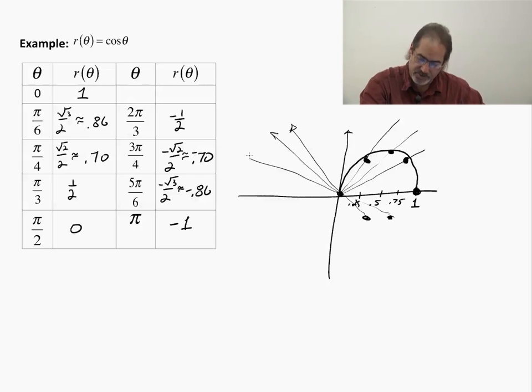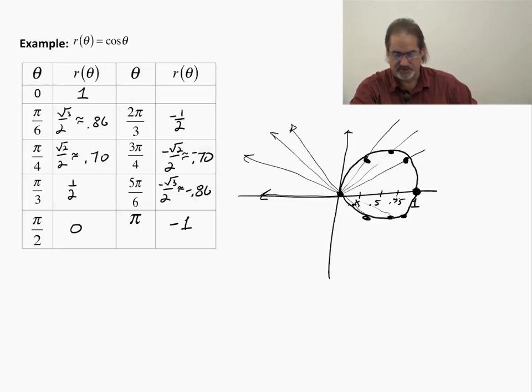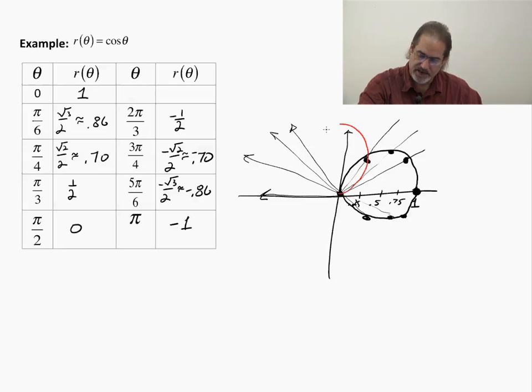At 5 pi over 6, roughly that angle, the radius is negative 0.86. I'd be coming back again, so roughly here-ish. And then at pi, when I'm over here, the radius is negative 1, so I'm back here. So an artist I ain't, but again, that's a circle. So cosine of theta is a circle here. And sine of theta was a circle that looked like this.